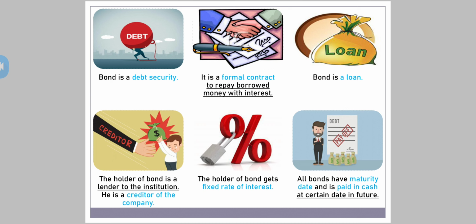Now, when I say maturity date, what is maturity date? A future date on which the company is going to repay the principal amount along with the interest. All bonds have maturity date. That means after certain period of time at a fixed date, company is going to repay the amount, and it is paid in cash at certain date in future is nothing but the maturity date. So these are the 6 important points which you are supposed to write it in the meaning, or I can say in the introduction part if the question is there in the paper.